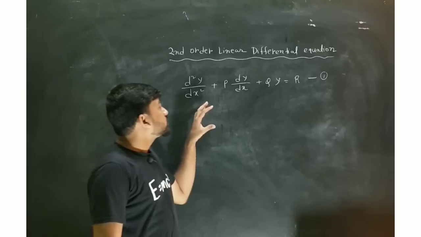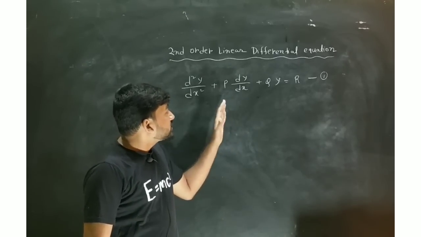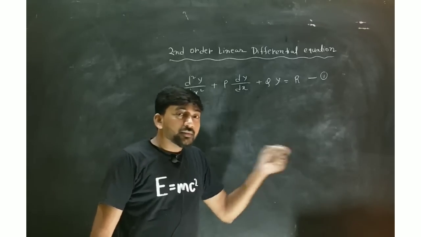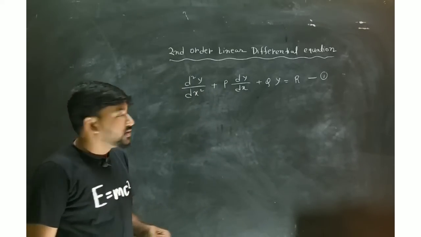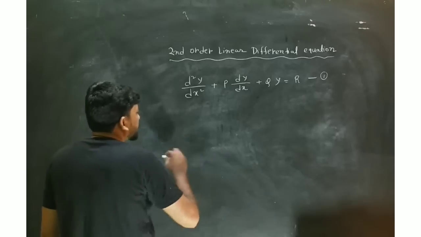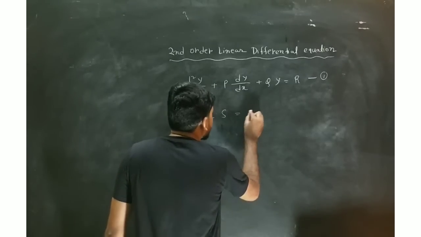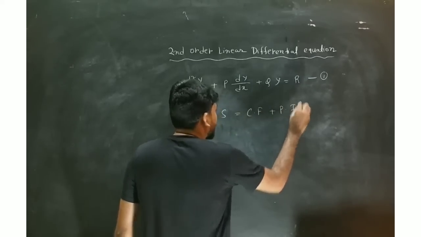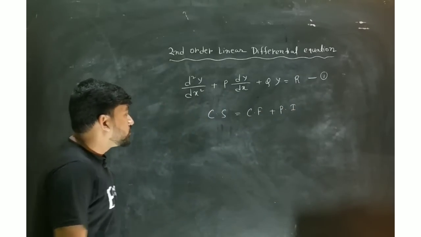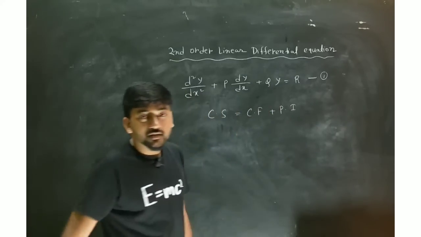You have to solve this equation by first finding the complementary function and then finding the particular integral. So please note down, the complete solution of this equation is nothing but the complementary function plus the particular integral. Now how you can find the complementary function and the particular integral, I will tell you step by step.